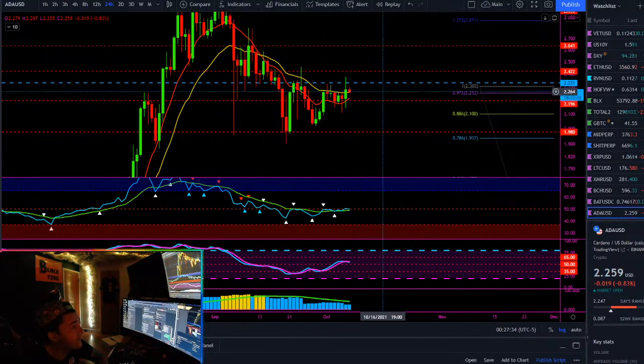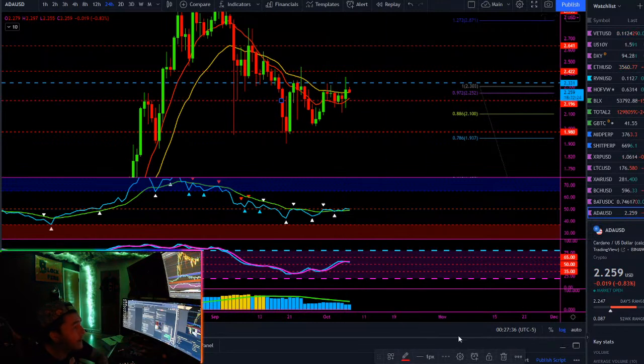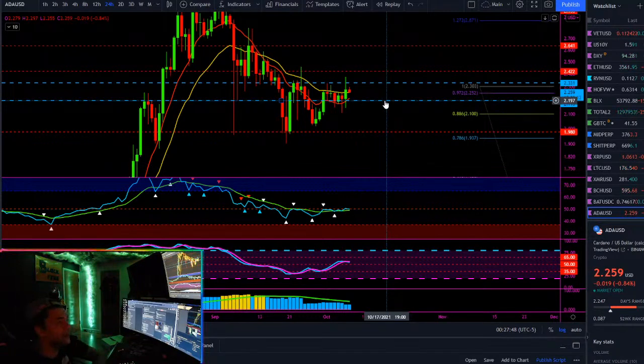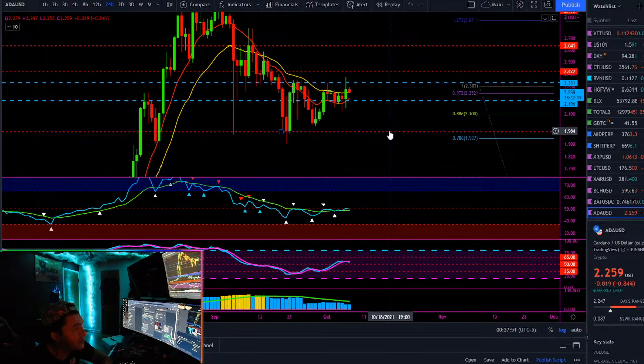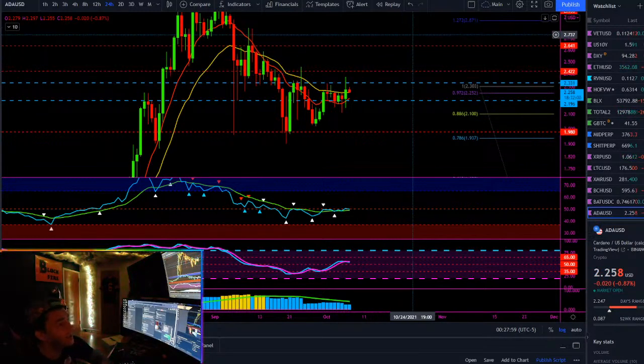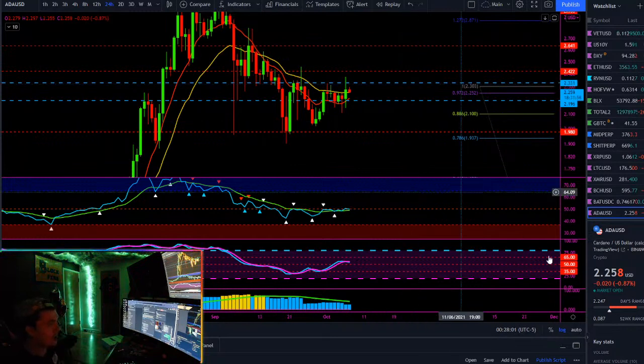This one has been consolidating for quite some time. We do have two levels to consider for Cardano, and I'm going to highlight them real bright for you guys to see. The only two levels I'm looking at are $2.33 and $2.20. A break below $2.20, I say price action goes all the way down to the current low at $1.98. And a break above $2.33, I'll look for the next resistance here at $2.42 and likely higher for Cardano.